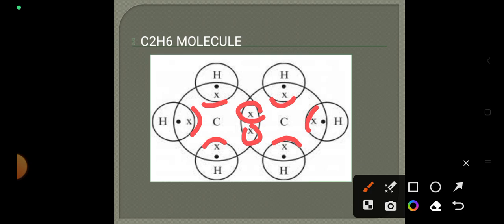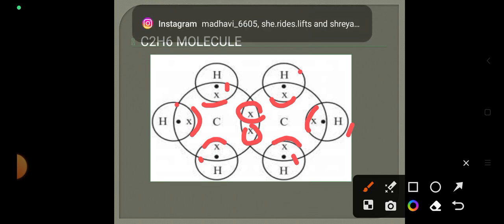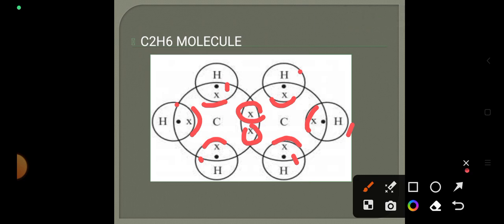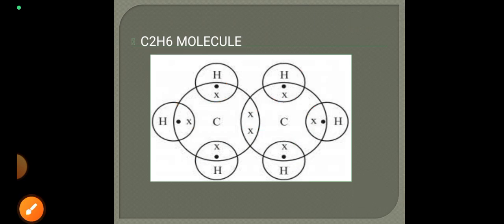Next, as I already told you, carbon shares its electrons with other atoms to form covalent bonds. So now the dots are representing the electrons of hydrogen. There are 1, 2, 3, 4, 5 and 6. So in total 6 hydrogens share 6 electrons with the carbon atoms. And this is how we will write the electron dot structure for ethane.